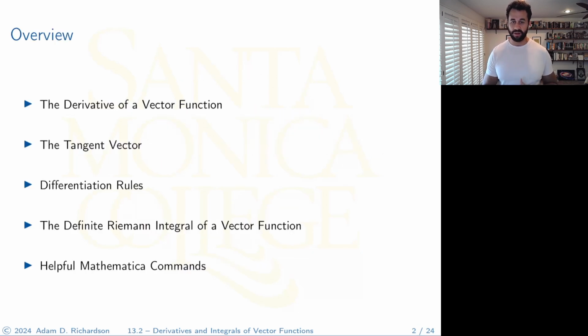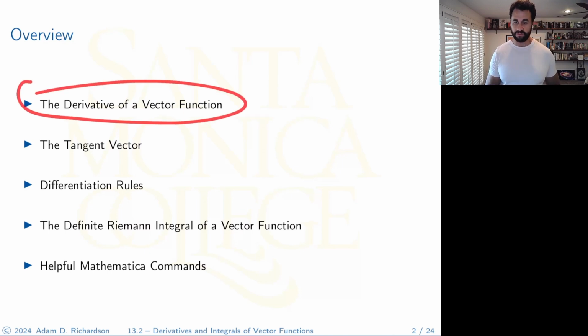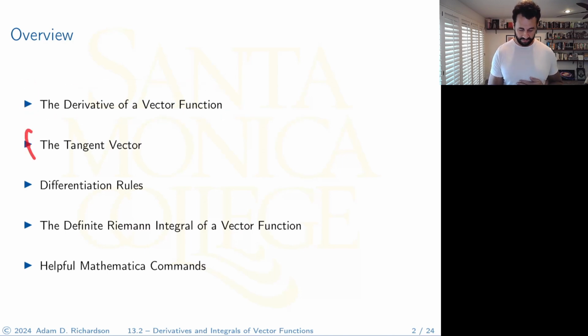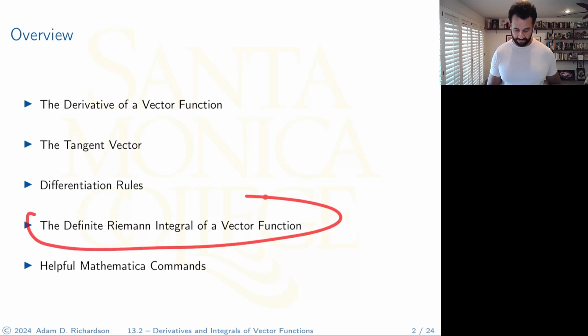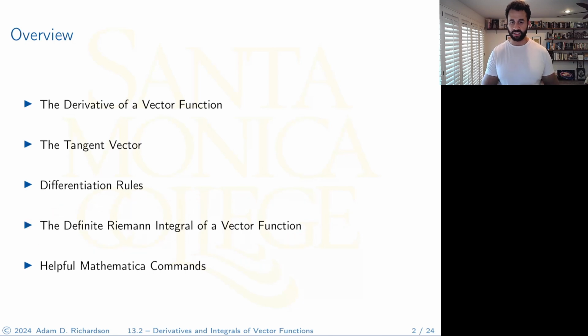Here's the overview. We're going to start by talking about the derivative of a vector function. Then we're going to talk about a very important vector called the tangent vector, and we're going to derive the formula for that. We'll look at some differentiation rules, basically the rules that you have for derivatives. Then we'll talk about the definite Riemann integral of a vector function, and we'll finish up with some helpful Mathematica commands, a couple of which we'll use in more detail later on in the course in chapter 14.